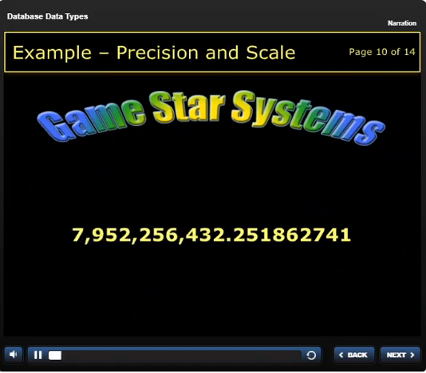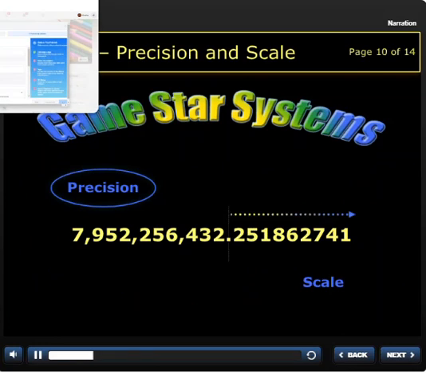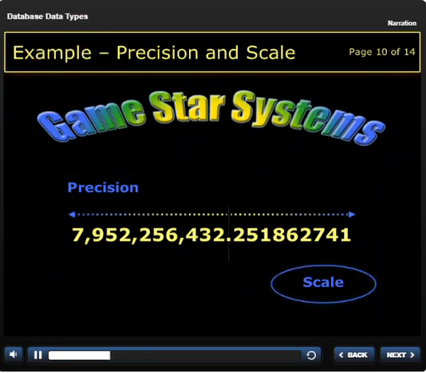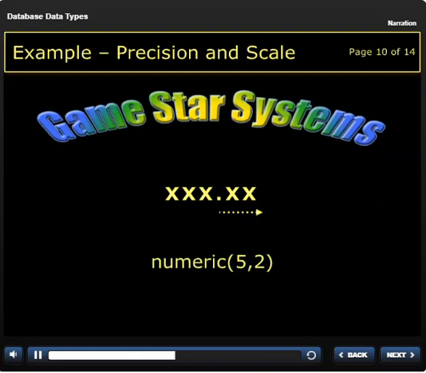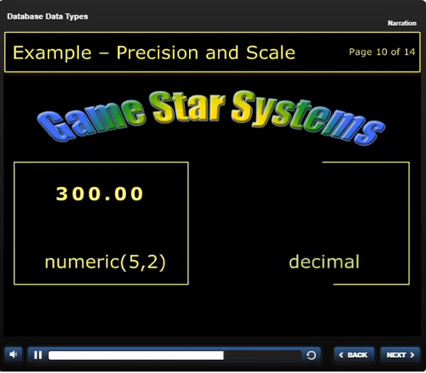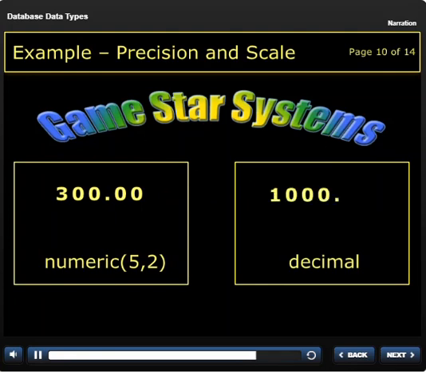These data types support something called precision and scale. Precision is the total number of numerals to the right and to the left of the decimal. Scale only includes the numbers stored to the right of the decimal. For example, if we want to store 5 numbers and 2 of those are on the right side of the decimal, we'd use numeric with a precision of 5 and a scale of 2, which would look like this: 300.00. Remember, the decimal data type is just like numeric. And if we want to support the number 1000.50, we would choose decimal with a precision of 6 and a scale of 2.